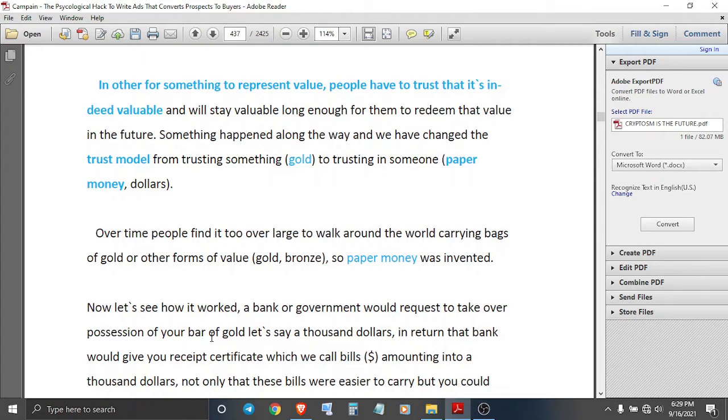Now gradually the trust model of what would represent value, or what would be exchanged for goods and services, was changing. You find that people now laid their trust on the government providing a solution to their problem, which was the gold being so heavy for them to carry. Because of this, the government brought this solution and the people were happy about it.